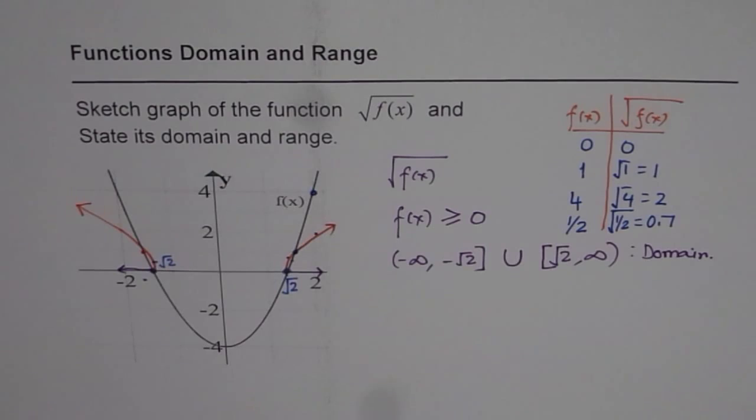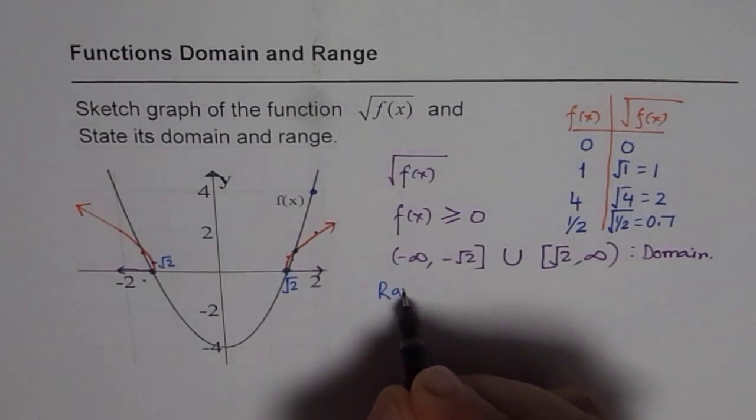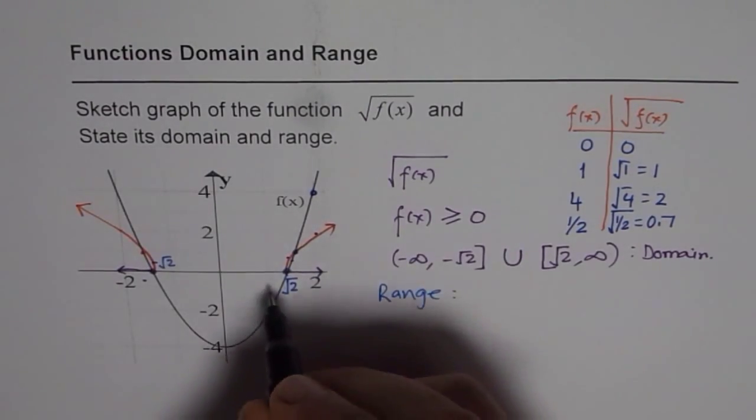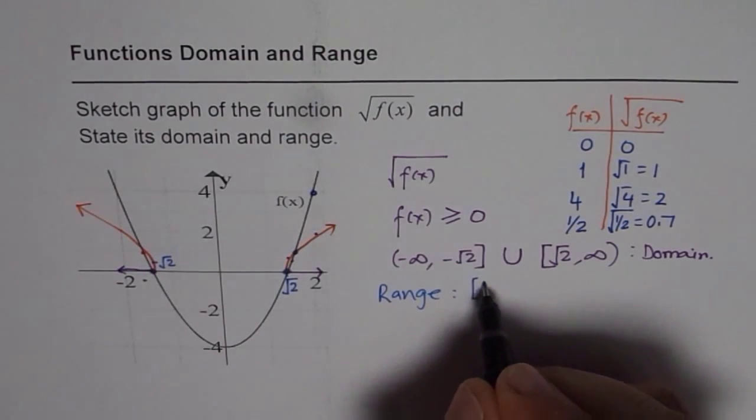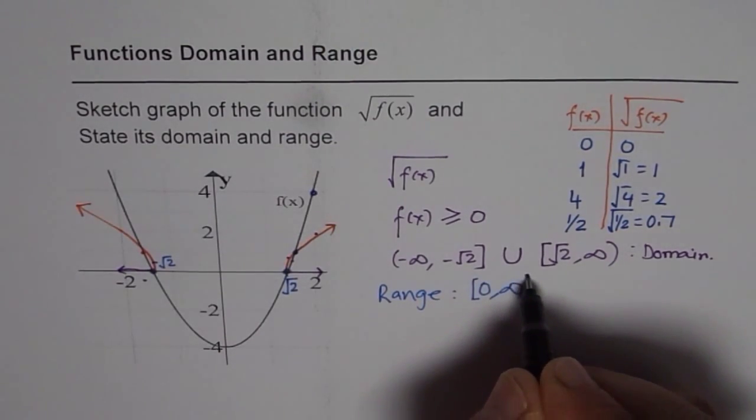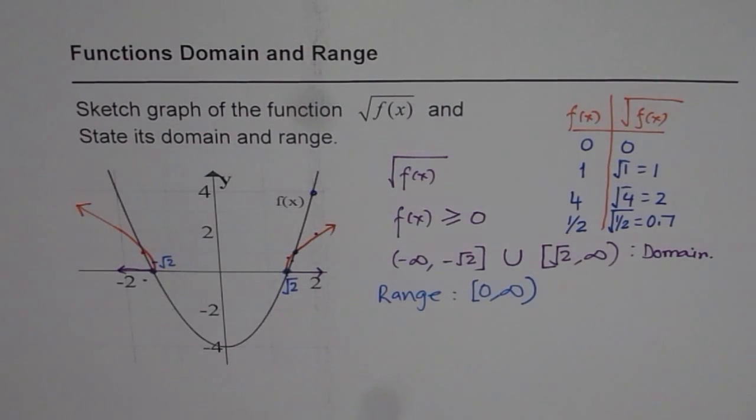However, we are interested in the range of the function, correct? So the range of the function clearly is what? Range for the square root function is from 0, so you could include 0, to infinity, right? So that is the range of the function. So that is how you can answer this very question, right?